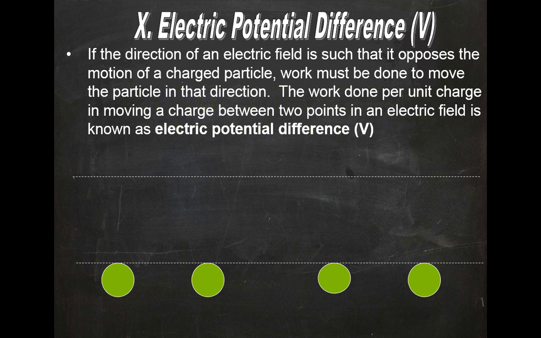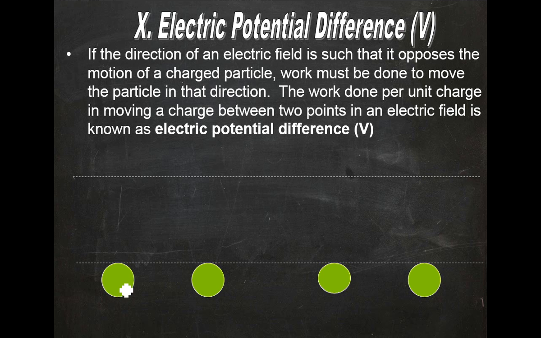Now, if the direction of the electric field is such that it opposes the motion of a charged particle, work must be done to move the particle in that direction, as we just showed in the previous slide. The work done per unit charge in moving a charge between the two points in an electric field is known as the electric potential difference.